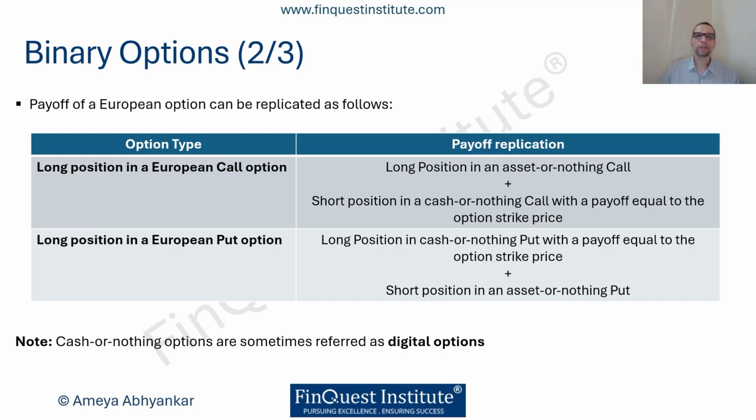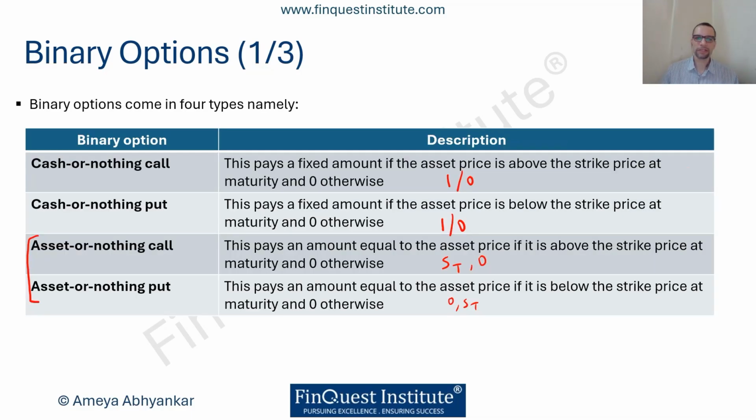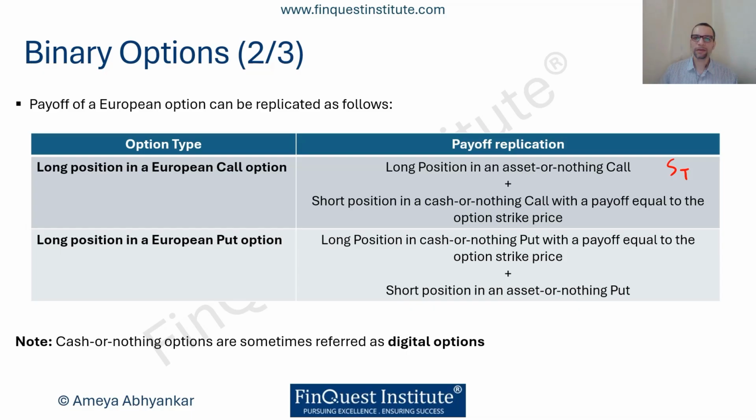So let's look at it for a European call option first. To replicate the payoff for a European call, we have a long position in an asset or nothing call. Think of this as receiving ST if the asset price is above the strike price, or zero otherwise. So we have ST, and a short position in a cash or nothing call with a payoff equal to the option strike, let's say K. Please note it is a short position, so we write this as minus K. If we combine this, it becomes ST minus K. That becomes the payoff for a European call option.